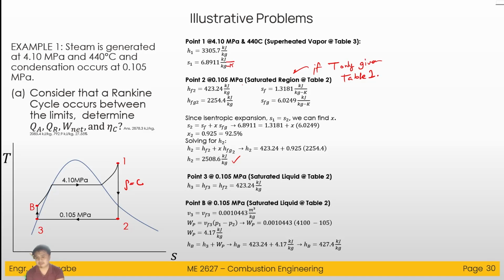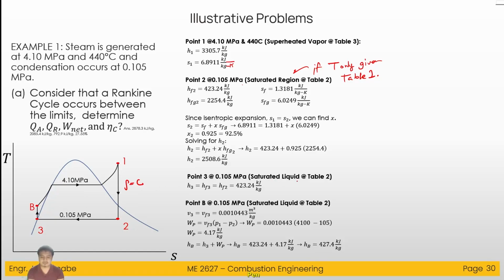At this point, we cannot yet find the net work, because you need the pump work as well. So moving on, we need to do point three. For point three, it is a saturated liquid.